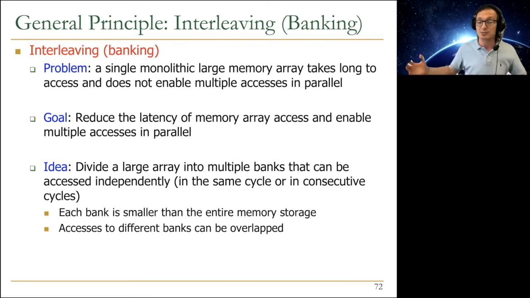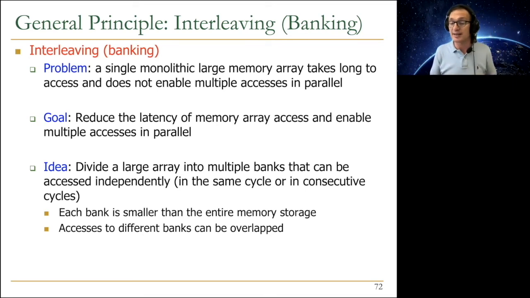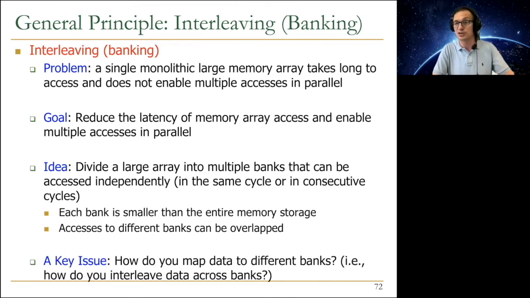Each bank is much smaller than the entire memory storage. And now accesses to different banks can be overlapped. Because each bank is smaller than the entire memory storage, latency is lower because interconnects are much shorter to access. And you have concurrency in access. So your throughput is also high in this case. Concurrency means throughput in the end.